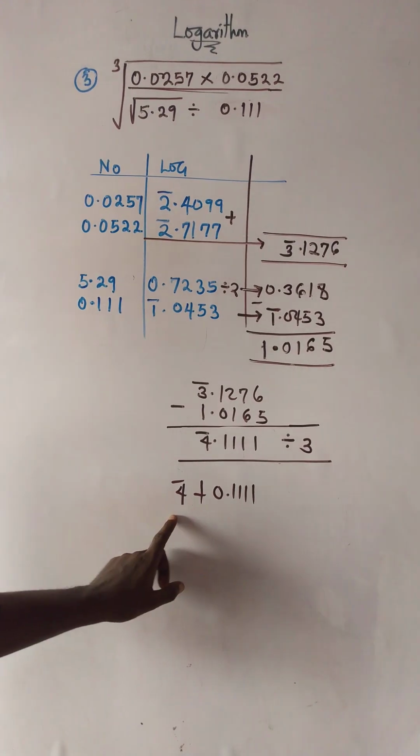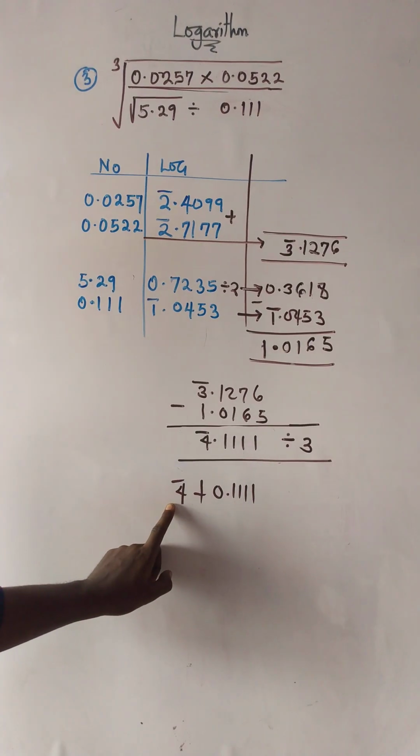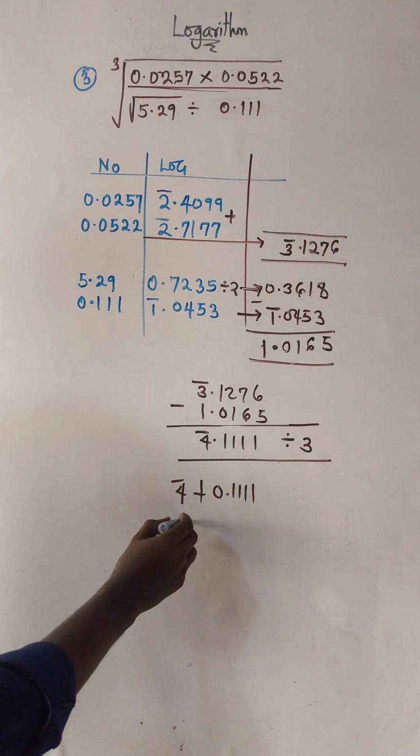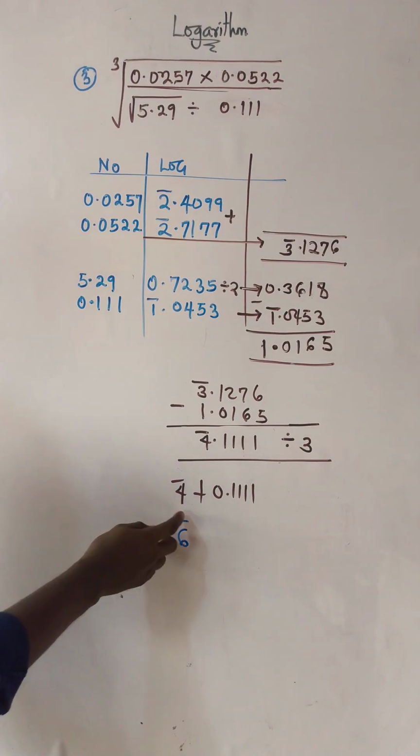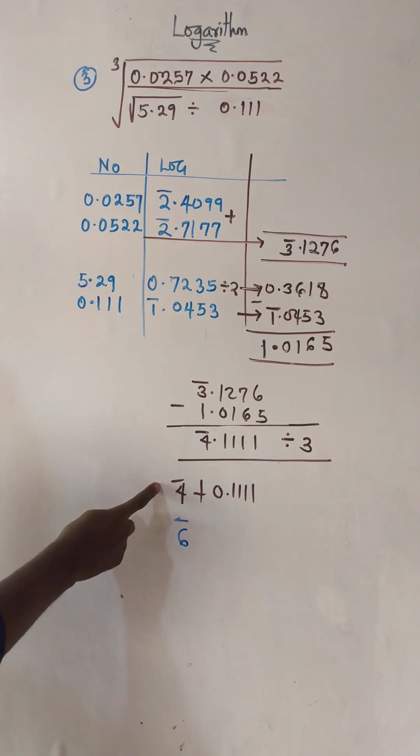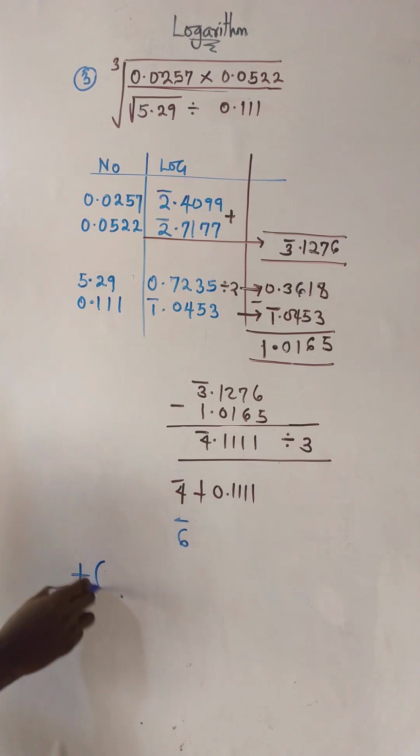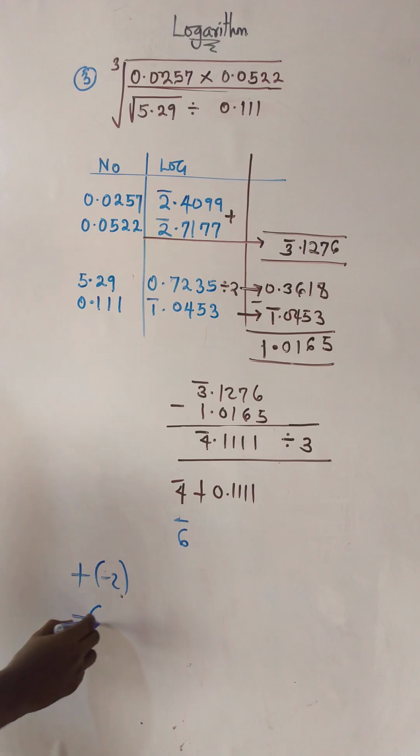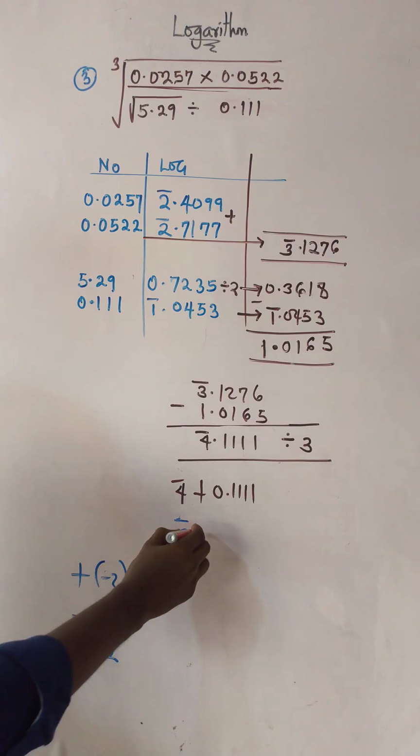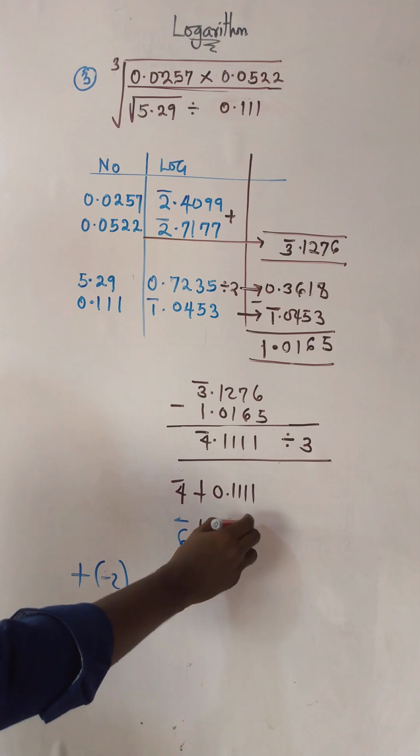In order not to make error, we have to ensure that this bar 4 is a multiple of 3. So it's either this one is bar 3 or it's bar 6. But it's better we reduce to bar 6. So if we turn this bar 4 to bar 6, what actually happened there is it means we added minus 2 here, because minus 4 plus minus 2 gives us minus 6. So if we add negative 2, to cancel the effect you have to add 2. So we are going to add minus 2 here and add plus 2 here. So at the end of the day, we are not adding anything. So this one becomes bar 6 plus 2.1111.